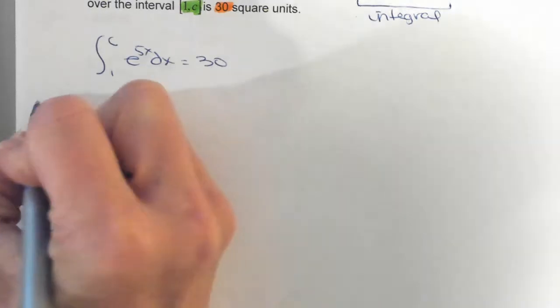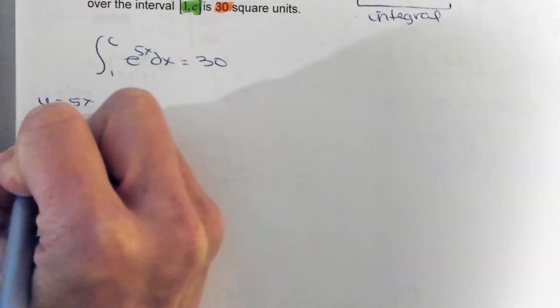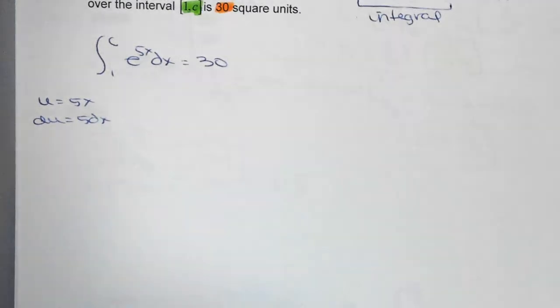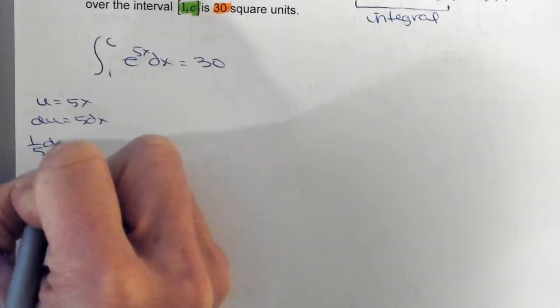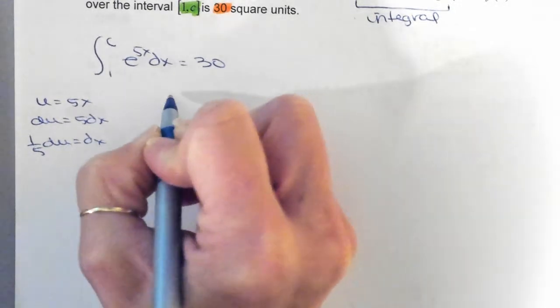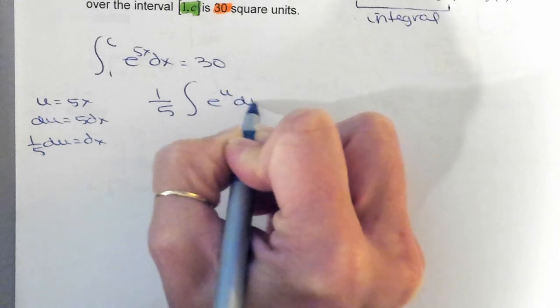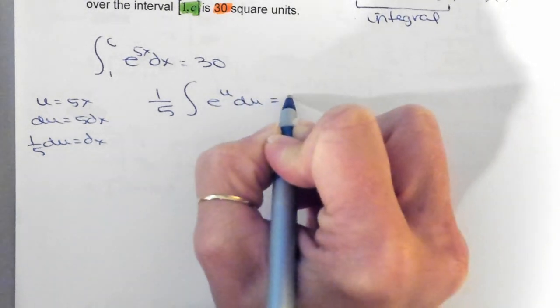It is 5x. So we're going to say u is equal to 5x. So du is equal to 5dx. Do I have to do anything? Yeah, okay. So I have 1/5 du is equal to dx. So what we have here is 1/5 times the integral of e to the u du is equal to 30.